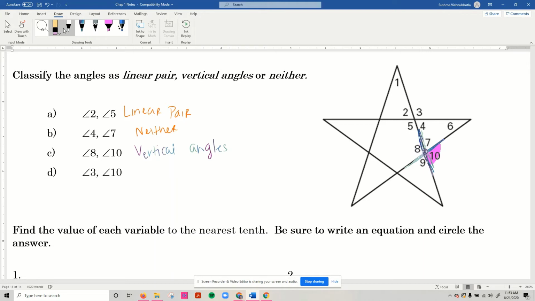Last one, 3 and 10 are neither. Okay. All right.